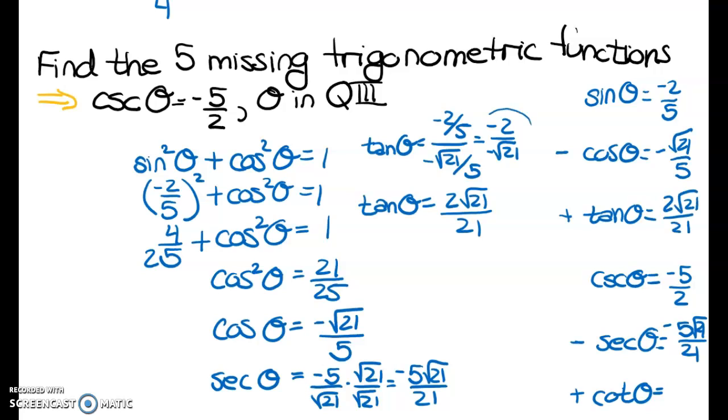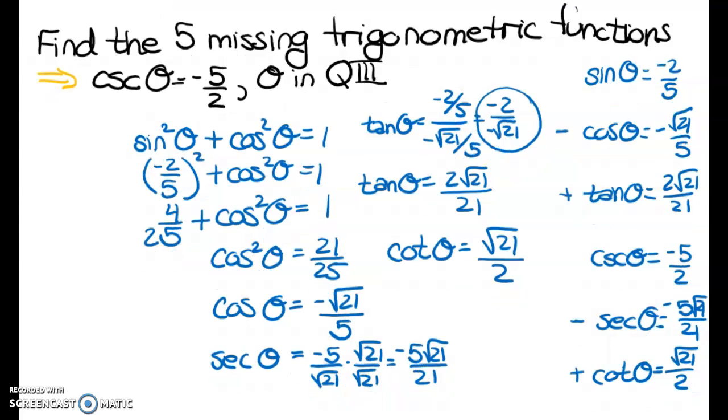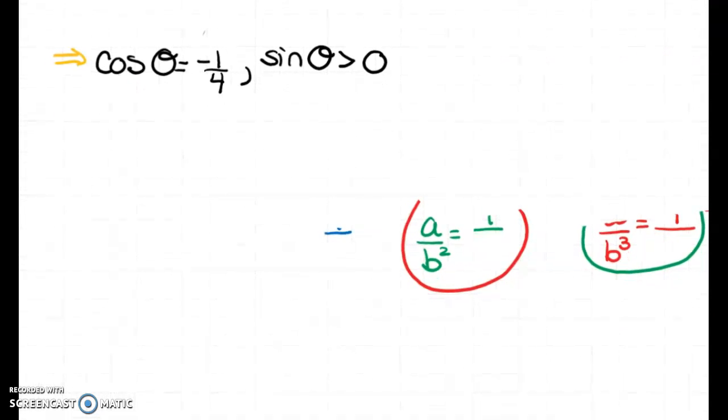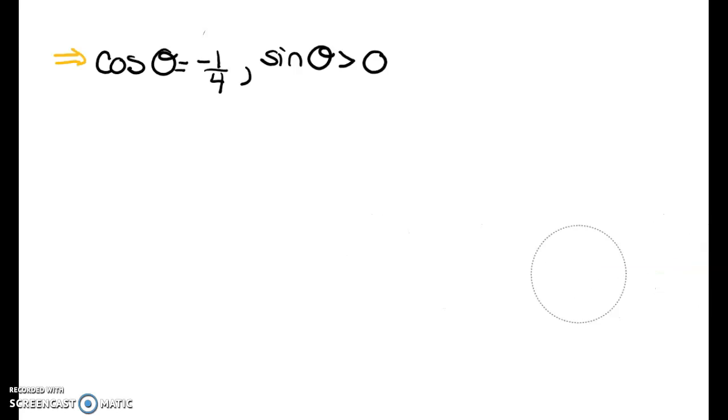And if I just take a look at this, I can just take the reciprocal, radical 21 over 2, to get my cotangent function. Okay. Let's do one more example. If you feel like you need to sit and watch, feel free to stay and watch. Otherwise, you can get started on your homework.